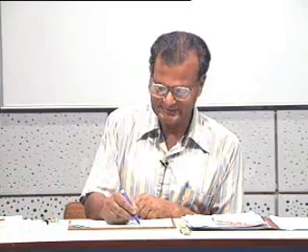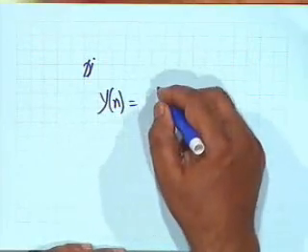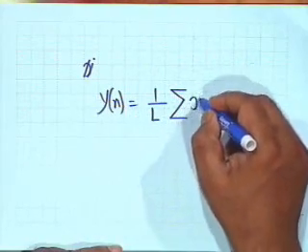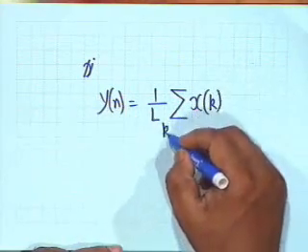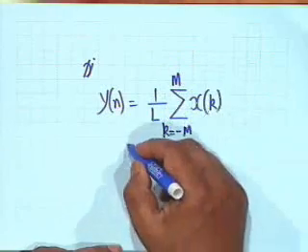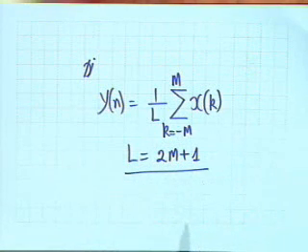Suppose y of n, a discrete time system, is, let's say, 1 by L summation x of k, k equal to minus m to plus m, and L is equal to twice m plus 1, just for example. Is this a causal system or a non-causal system?